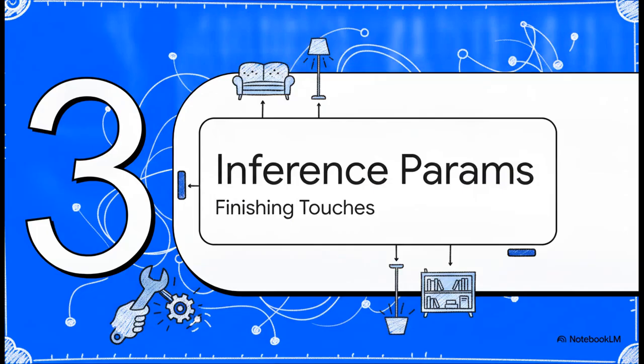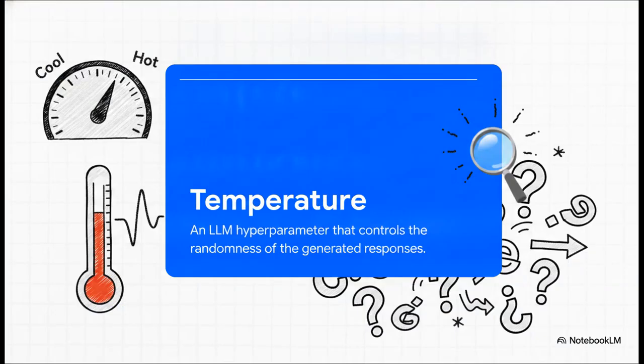Which brings us to Section 3, tuning inference hyperparameters, the finishing touches. Okay, foundation is set, framing is up. Now we're basically doing the interior design. We're fine-tuning the whole system to behave exactly how we want it to. And first up in our finishing toolkit is temperature. Think of this as a literal dial on your control board that governs the randomness of the AI's generated responses.